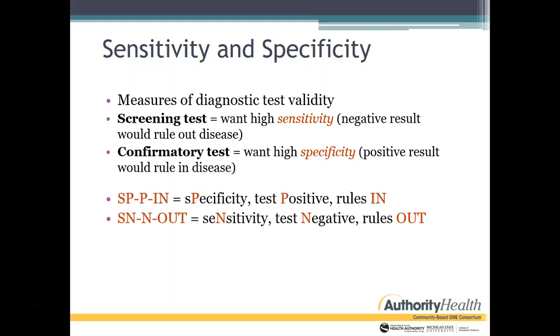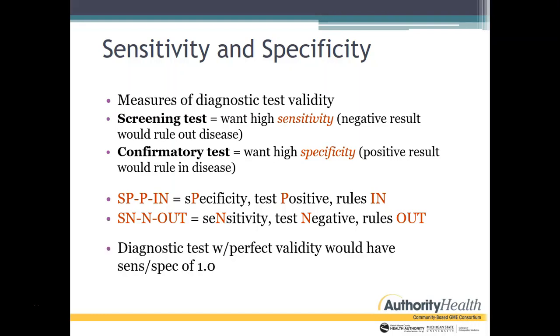And so the residents taught me SPIN and SNOUT. So SP for specificity, if you test positive, that rules in, and then SN for sensitivity, if it's negative, it rules out.